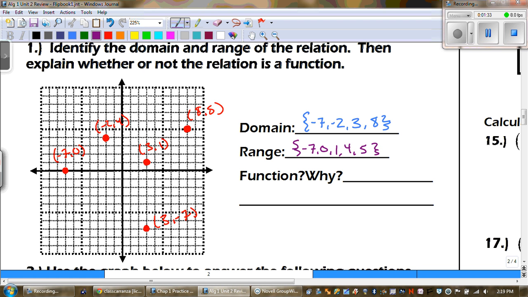Okay? Now, is this a function, yes or no? The correct answer for this is no. And the reason, because we talked about having the vertical line test, okay? It fails the vertical line test. Or the other thing you can say is 2 points are above each other, okay? And that was another reason that it fails, okay?